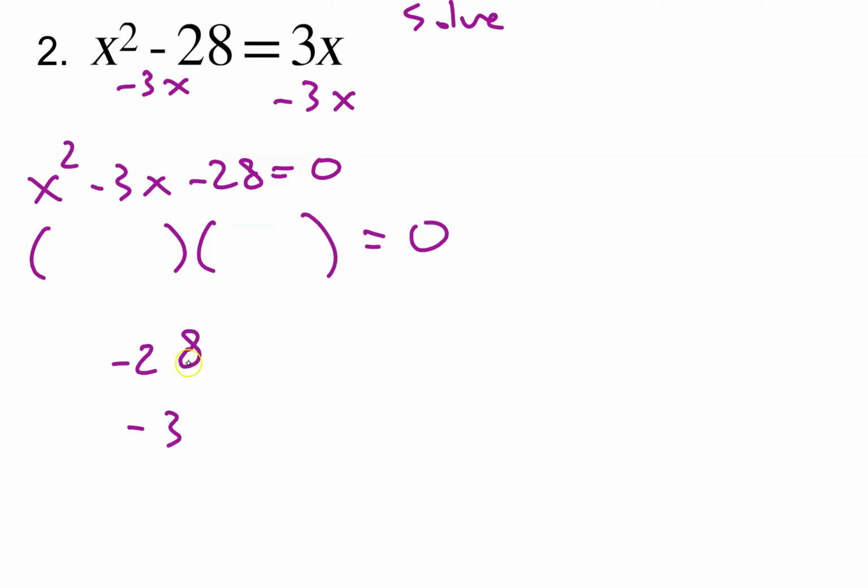So going through factors of 28, we have like 1 and 28, or 2 and 14, or 4 and 7, and that's going to be what we want. So we will have x minus 7 and x plus 4, because negative 7 plus 4 would add to negative 3 and multiply to be negative 28. That's kind of old news to a lot of you, but I wanted to make sure I at least kind of refresh ourselves with what's going on.